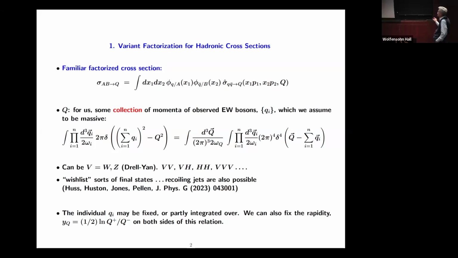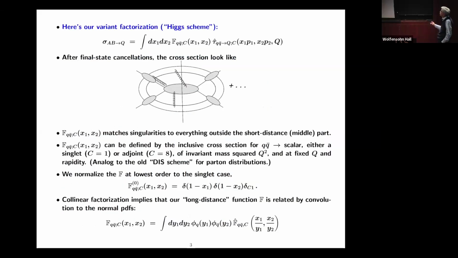It's complicated, but it's absolutely straightforward standard phase space, but we'll characterize it by measured values of the Q squared, the invariant mass of all of the bosons, and also, if we like, we can look at their rapidities here. And so again, these can be a WZ and so forth, collections like this. It's the wish list sorts of final states as described, for example, in this recent publication about a Lezuch study.